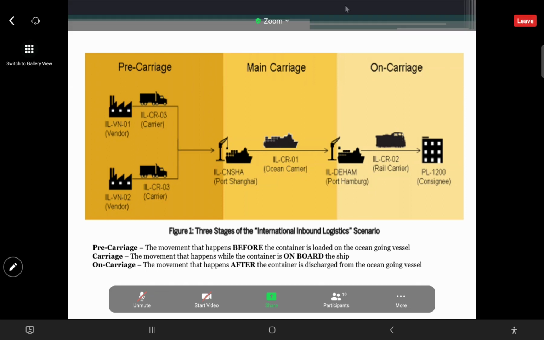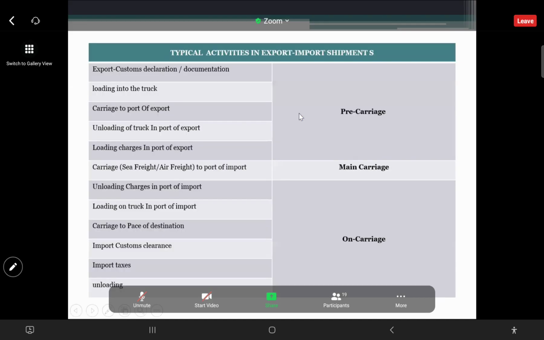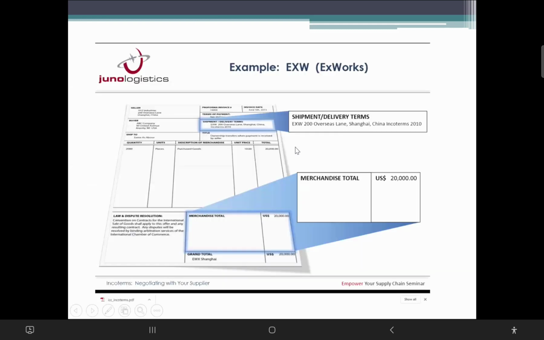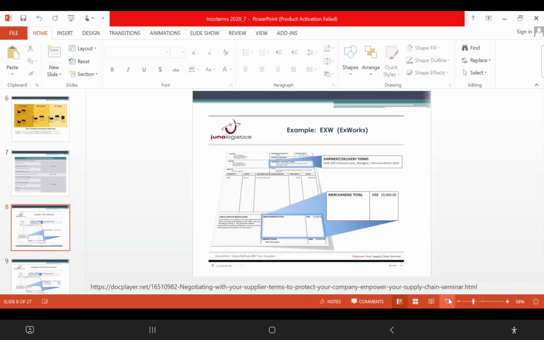Okay. Now, these are the typical logistics inbound and outbound activities. Typical. There could be more steps, or there could be fewer steps. Now, with this brief, I'll take you back to the Incoterms.